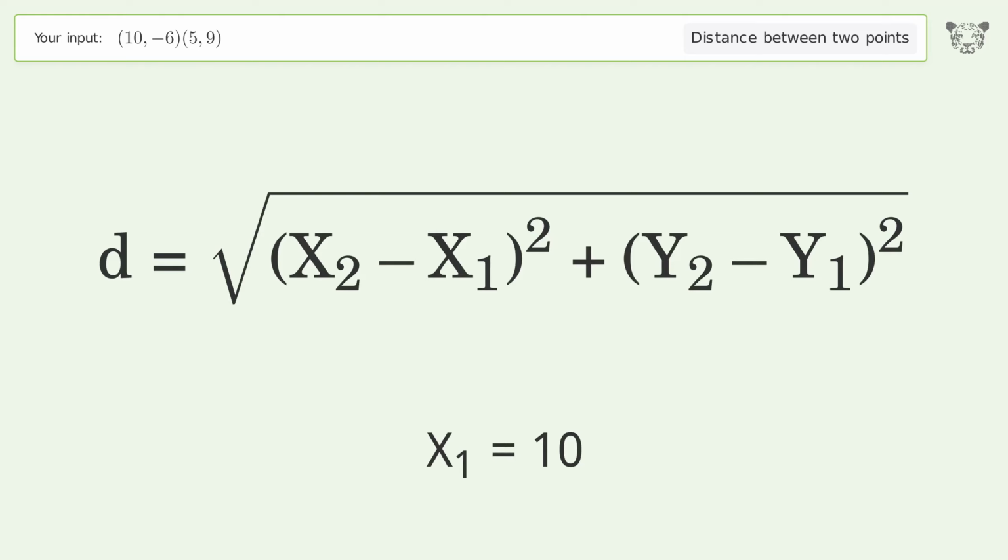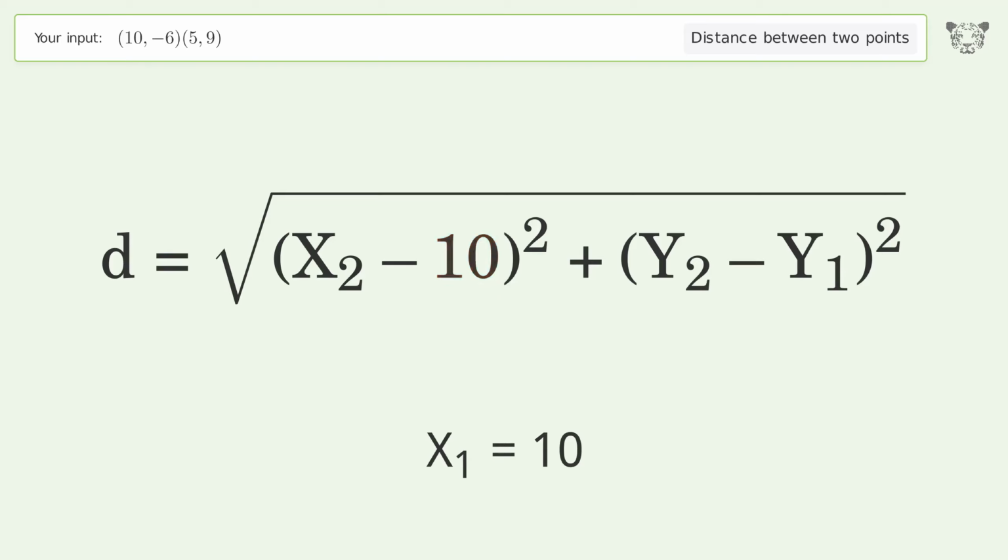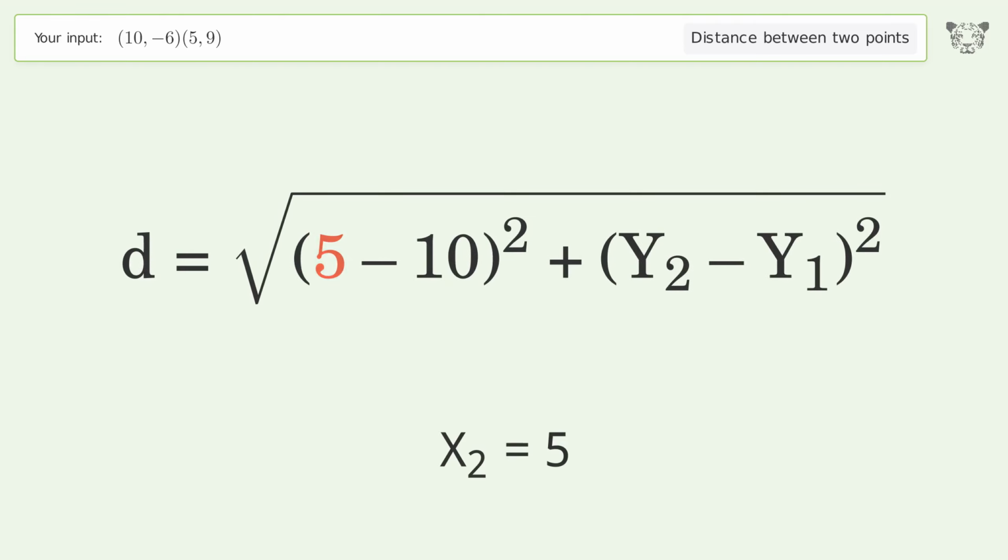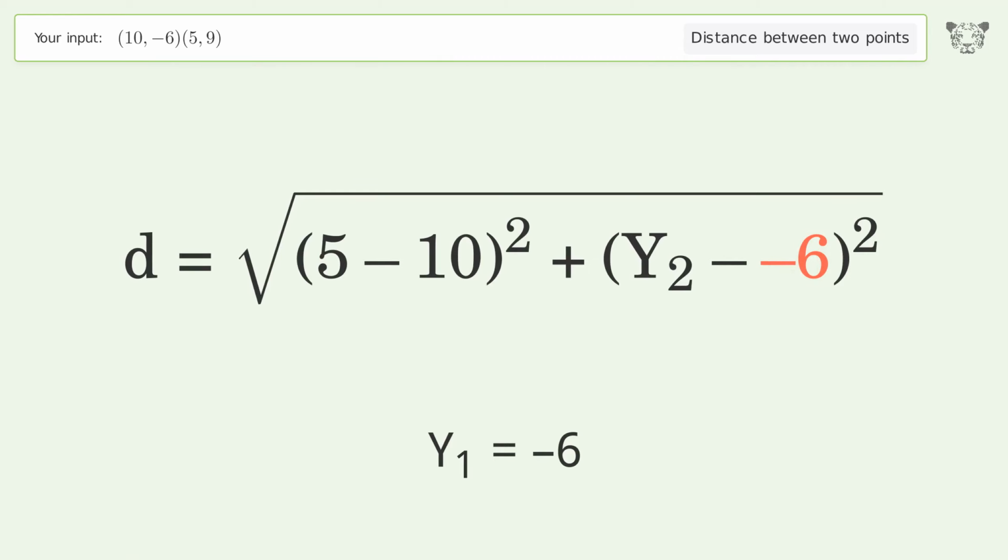x1 equals 10. x2 equals 5. y1 equals -6. y2 equals 9.